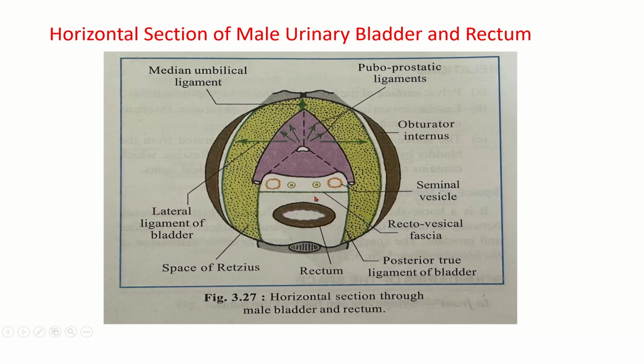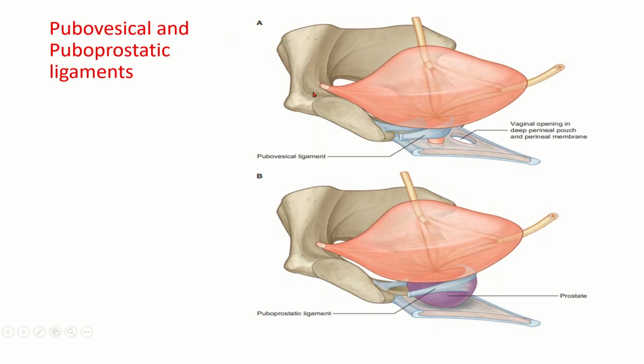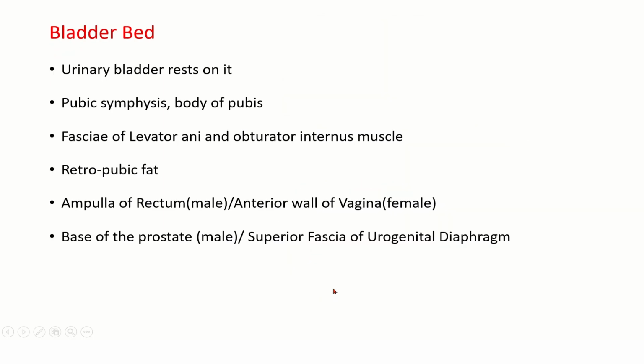You can see this is the rectovesical pouch. You can also see this is the rectovesical fascia of Denonvilliers. You can see this is the base of the bladder separated from the ampulla of the rectum by the seminal vesicles, the ampulla of the vas deferens and the rectovesical fascia of Denonvilliers. Here you can see this is the pubovesical ligament where the neck is directly related to the superior fascia of the urogenital diaphragm in case of female. Here you can see the neck surrounded by the prostate, and these are the puboprostatic ligaments.